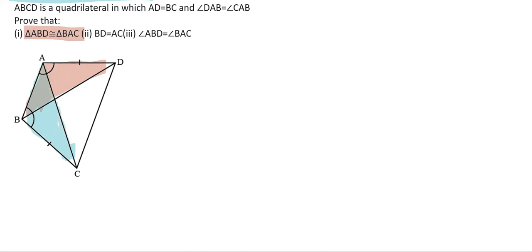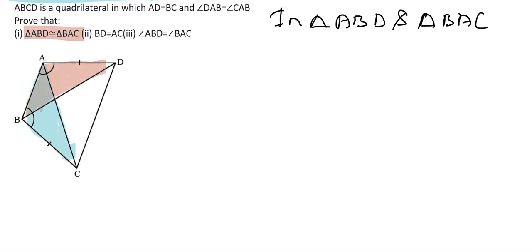So let's consider the triangles that we have to prove congruent first. The triangle here is triangle ABD, and the other triangle is triangle BAC. First, we'll consider these two triangles and let's use the information which is given. We have AD is equal to BC. So we'll write AD of triangle ABD is equal to BC of the other triangle. And the reason for this is given.